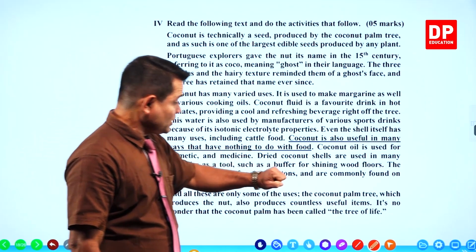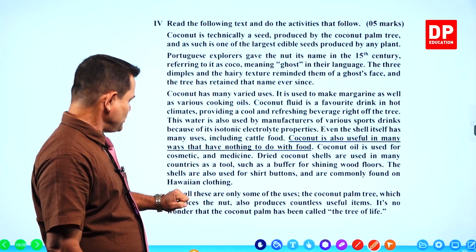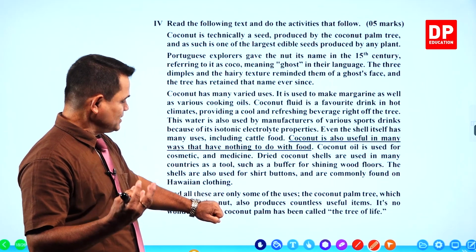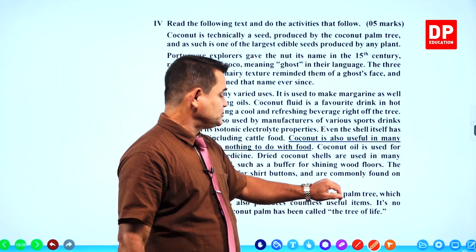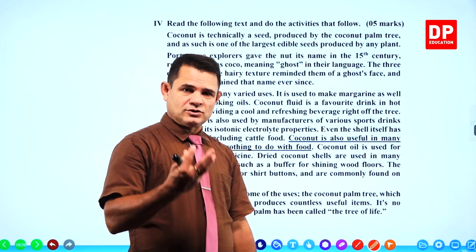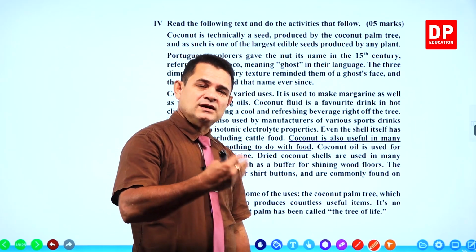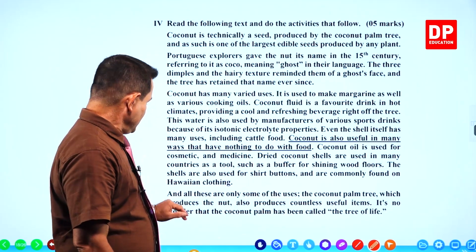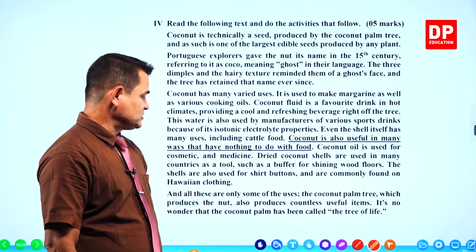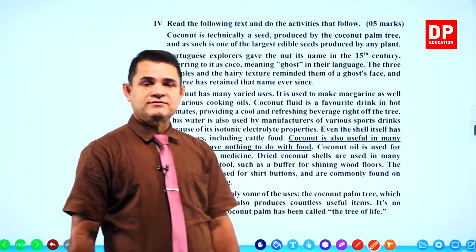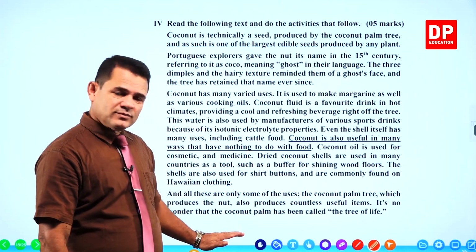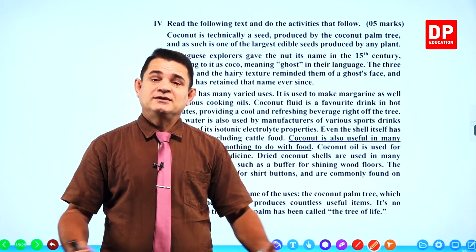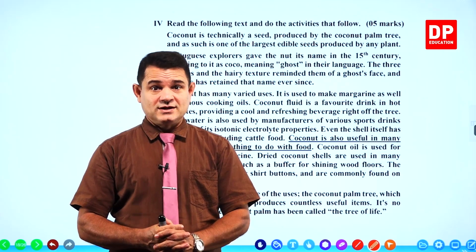The coconut palm tree, which produces the nut, also produces countless useful items. Not only the coconut, there are countless useful things from the tree. It's no wonder that the coconut palm has been called the tree of life. That is how very useful the coconut tree is.